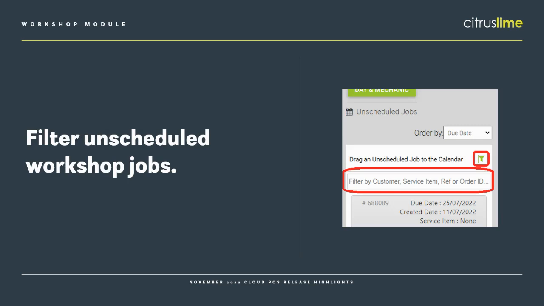Also in the workshop module, if you have a lot of unscheduled jobs ready to be added to the workshop calendar, you'll be able to filter them to find the job that you need easily. As you can see in the unscheduled jobs column on the right there, we have a new filter button. You can type to filter by customer name, service item, the job ref, or the order ID. So for busy workshops with a lot of jobs being created, it makes it super quick to find the one that you need.